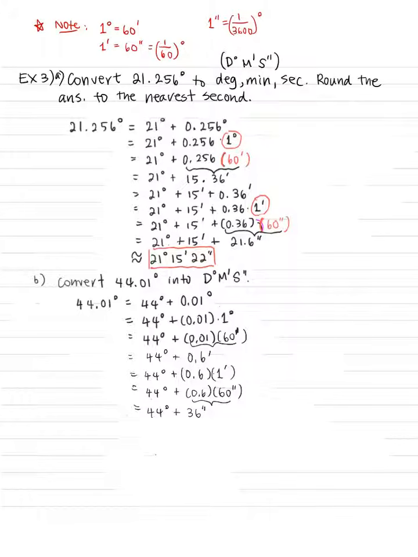So that means what? No minutes means 0 minute. So we're going to have to insert that in. So this is the same thing as 44 degrees plus 0 minute plus 36 seconds. Putting that all together, we get 44 degrees, 0 minute, and 36 seconds. And that's going to be the answer. So do not panic if you're missing the minutes or seconds. You just consider that as a 0.